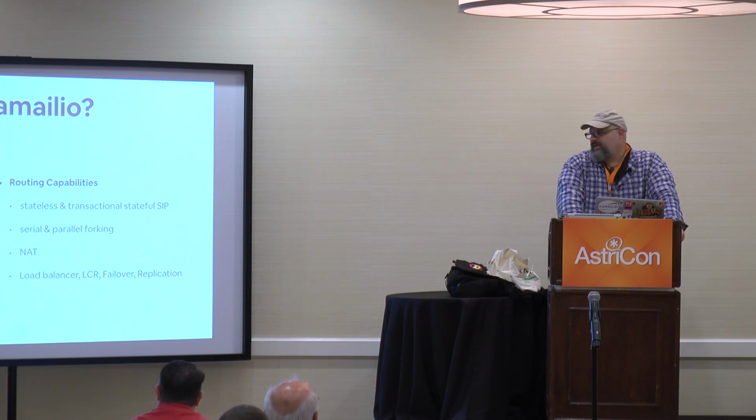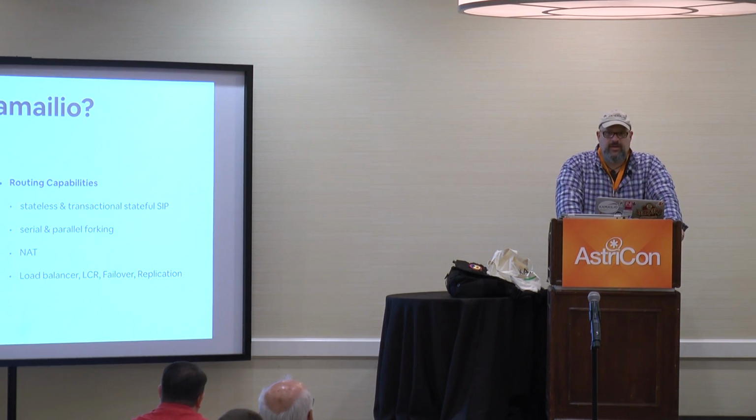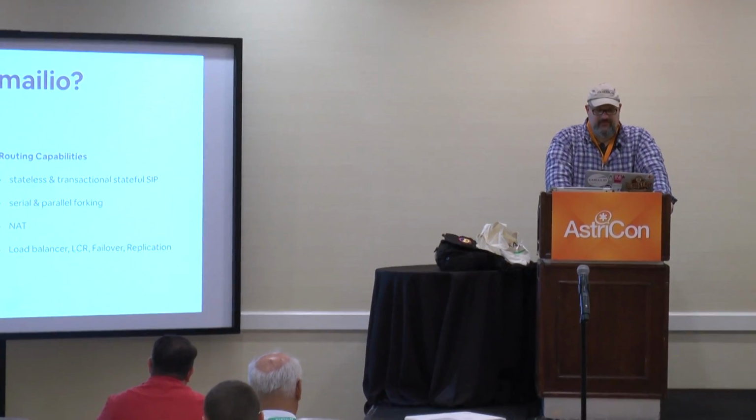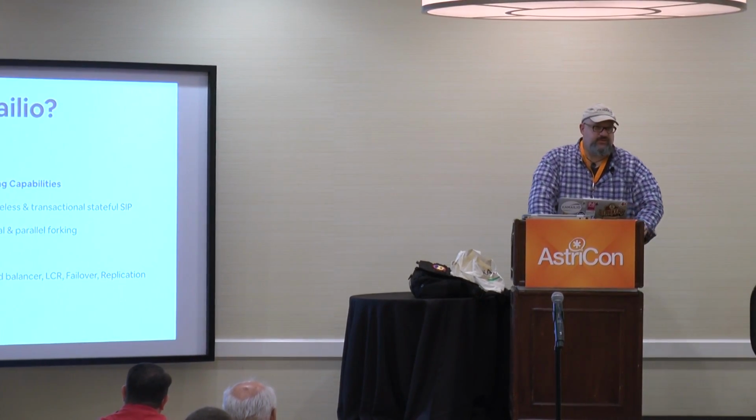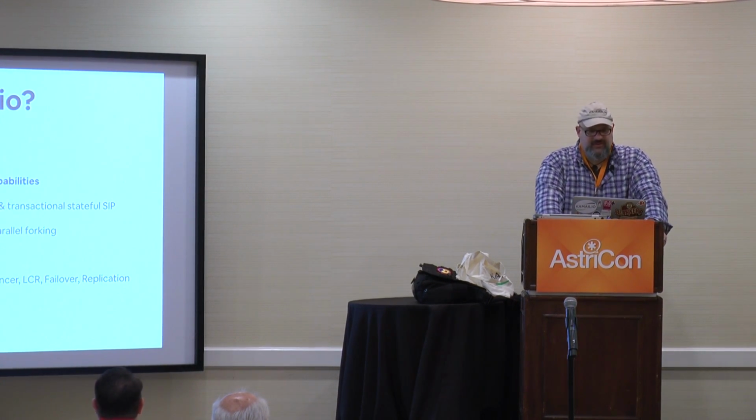We have an extremely capable system in terms of routing, so you can run stateless. You can run transactional stateful. You can run combinations. We have serial and parallel forking. It's a dream to use NAT with Kamailio. Absolute dream. If you were using Asterisk with the 1.2 and older, you had a lot of problems. I'm not seeing many of those problems with the newer versions, but using Kamailio in front ended any of those problems. And it's also a load balancer, which can do least cost routing, failover, replication, and anything to your heart's content.